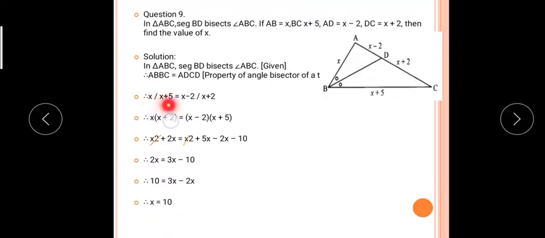So X upon X plus 5 is equal to X minus 2 upon X plus 2. So by shifting this X plus 2 to this side and this X plus 5 to this side, you will get X square plus 2X, and here X square plus 5X minus 2X minus 10. This X square cancels out, 2X is equal to 5X minus 2X, 3X minus 10. So 2X minus 3X, or you can shift this 2X this side and minus 10 this side, you will get X is equal to 10.